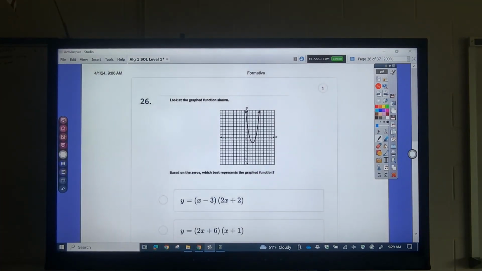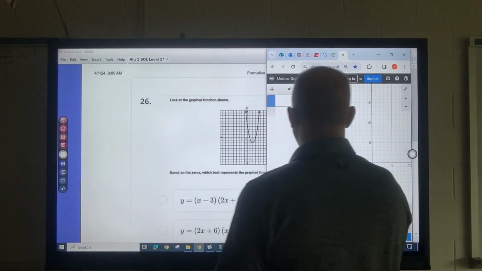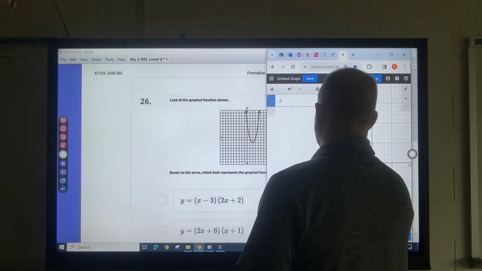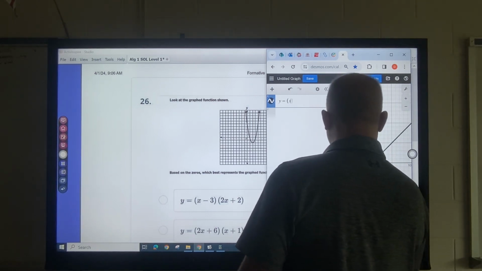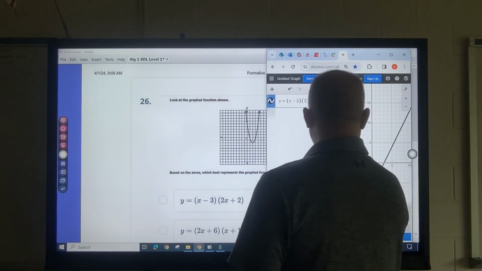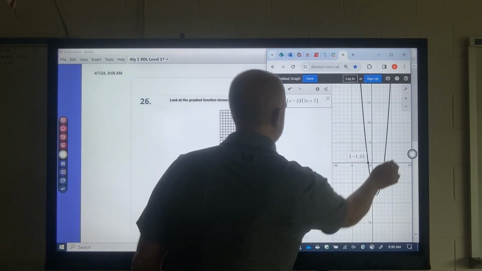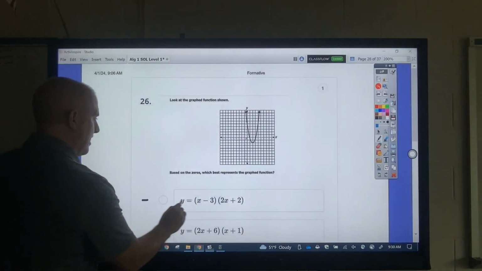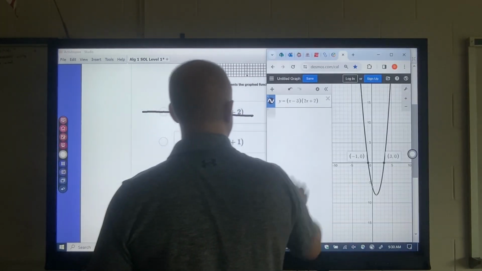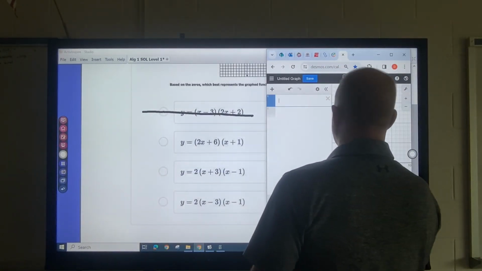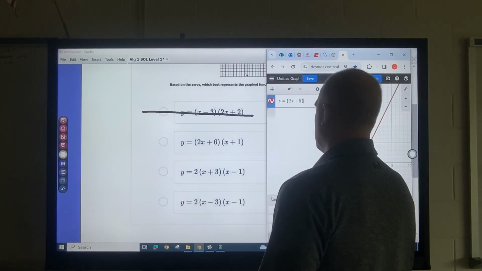26. Which one is matched here? It's the same deal. I want to type these in, and I want to see where it matches. Y equals x minus 3, 2x plus 2. Okay, as I can see, that's at negative 1 and that's at 3. That's not going to be my answer. All right, let's do this one. Let's just delete y equals 2x plus 6, x plus 1.